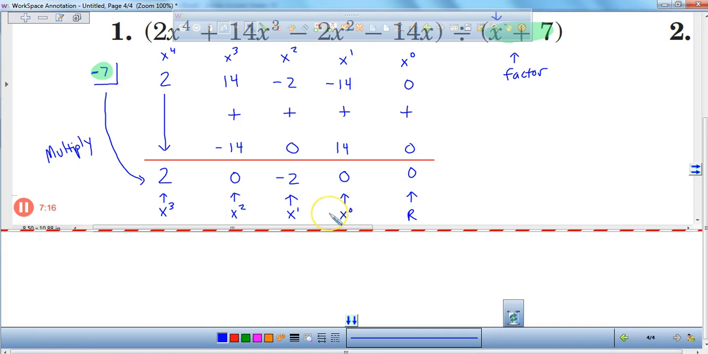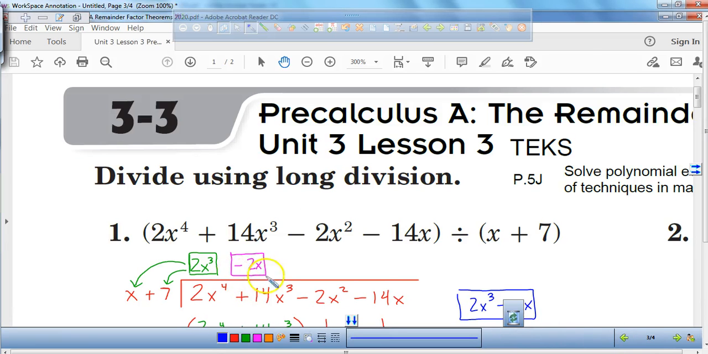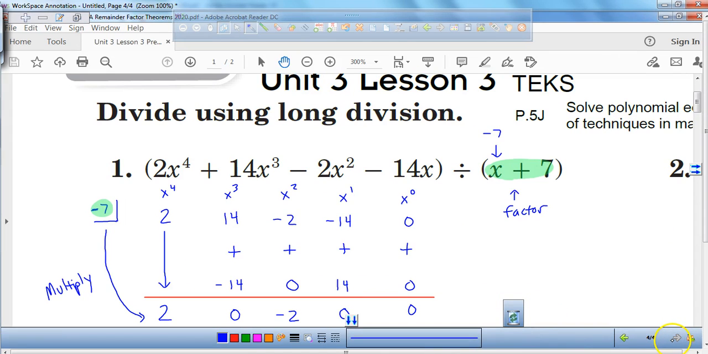How do I interpret this? Well, how many x cubes do you have? You have 2x cubed. How many x squared do you have? None, so I don't worry about it. How many x to the first do you have? Minus 2x. And then everything else is not there, so that's your final answer using synthetic division. Wait a second. That was my final answer using long division. You're right. This is your final answer using synthetic division.